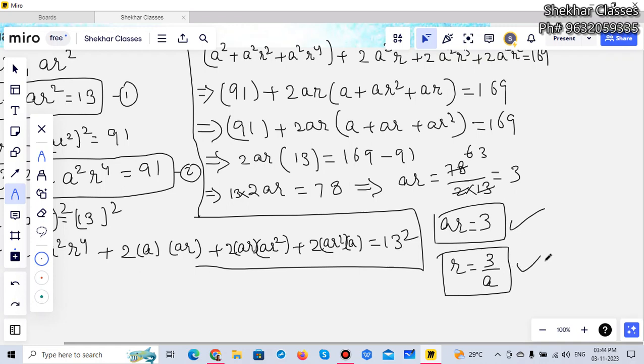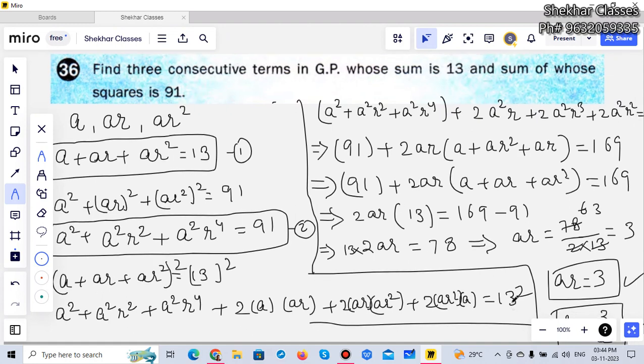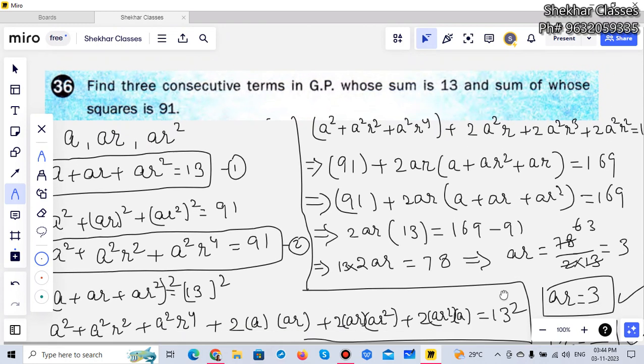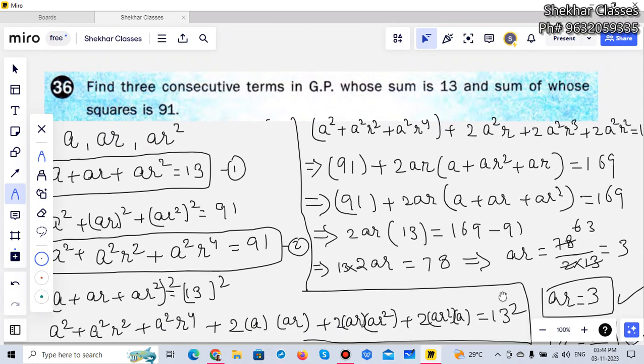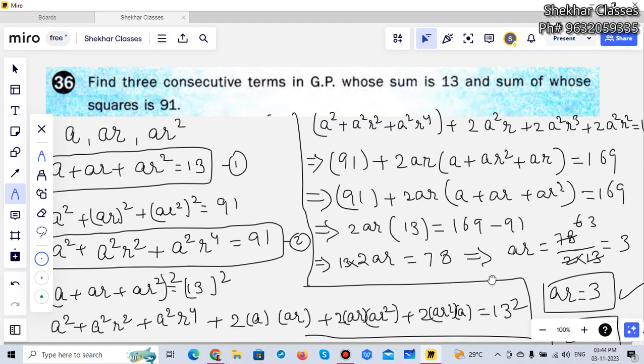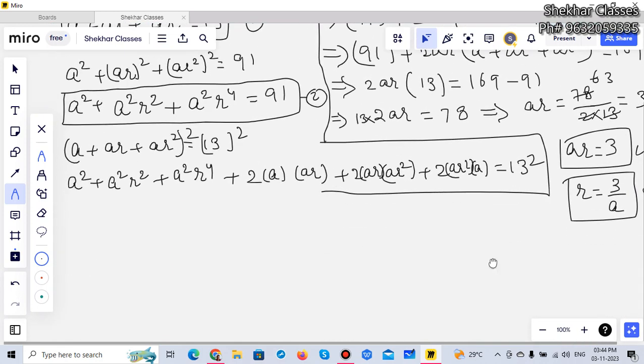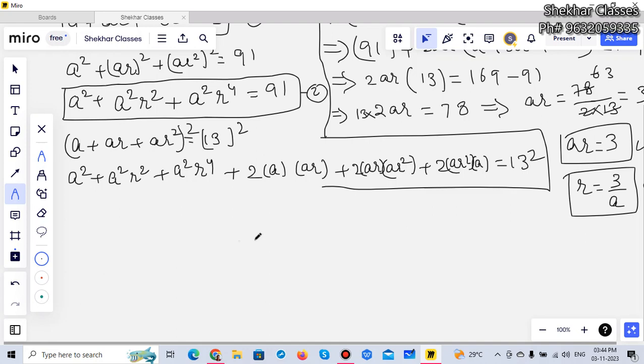See how we use it in the question. Now it's not yet the answer we have got. We have got simply A, R here. We have to find the 3 consecutive terms.